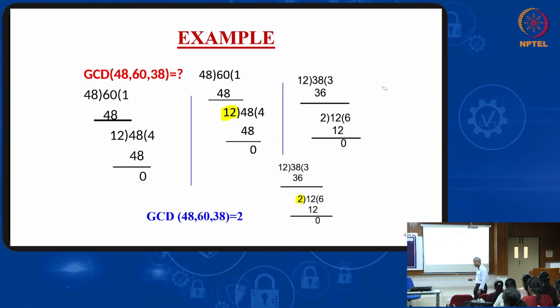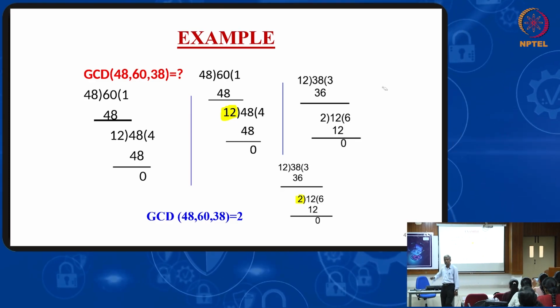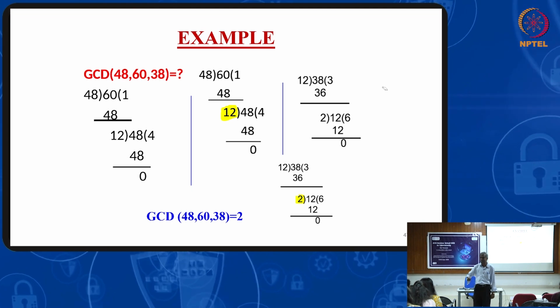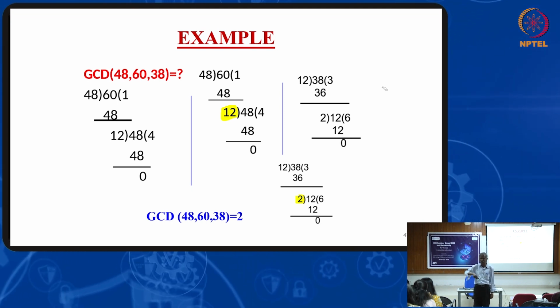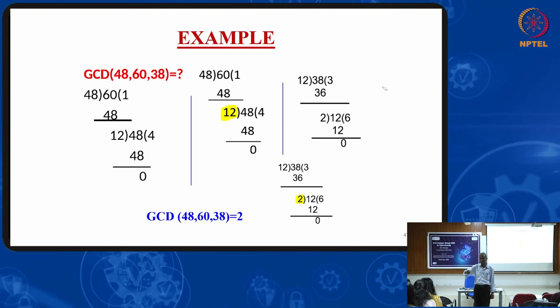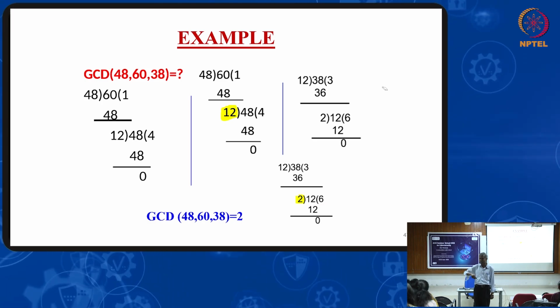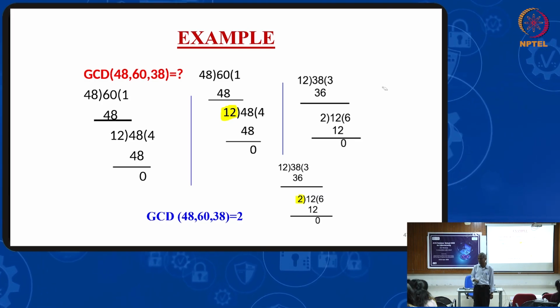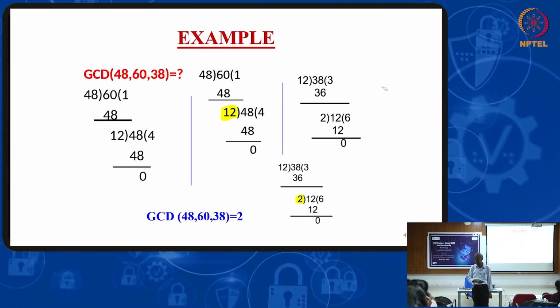Now, greatest common divisor between three numbers. You find the greatest common divisor between the first two numbers. Then use that number as one number and the other number as another number. You find the greatest common divisor between these two numbers, and you will get the greatest common divisor between three numbers.